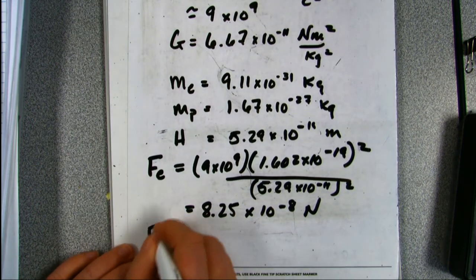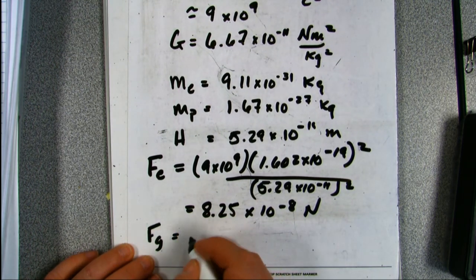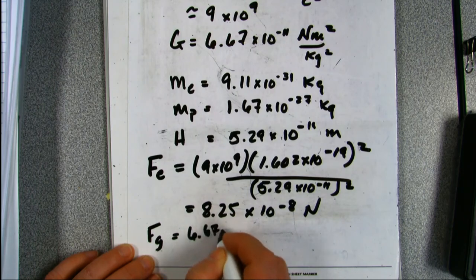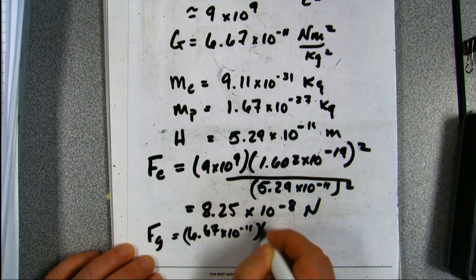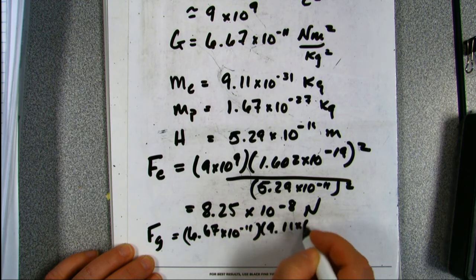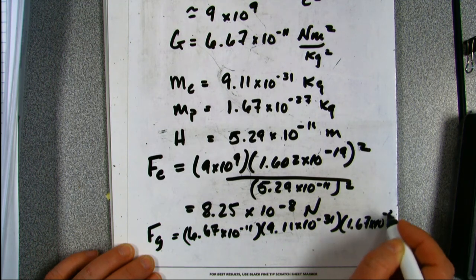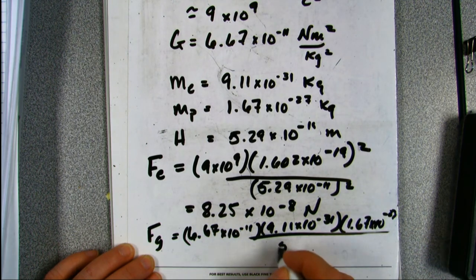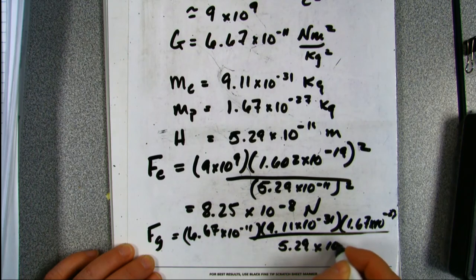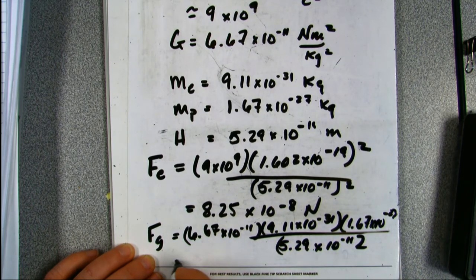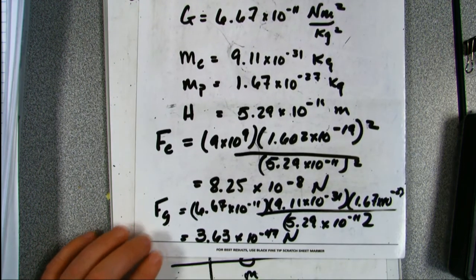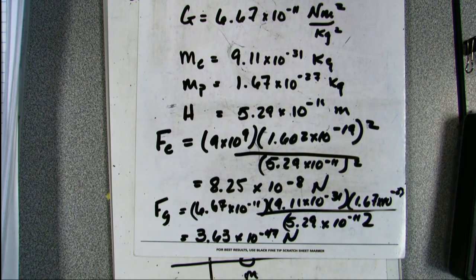If I do gravitational force, that's going to be my 6.67 times 10 to the minus 11. My mass, 9.11 times 10 to the minus 31. 1.67 times 10 to the minus 27. Same radius, 5.29 times 10 to the minus 11 squared gives me 3.63 times 10 to the minus 47th newtons. What's holding the electron in a hydrogen atom is not a gravitational pull.